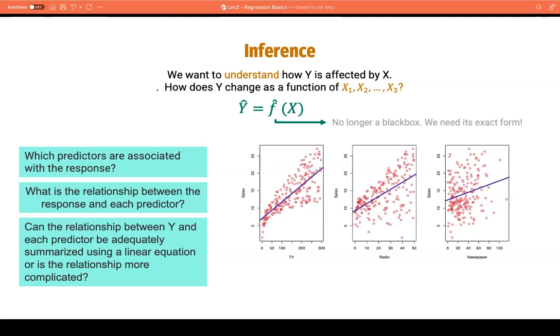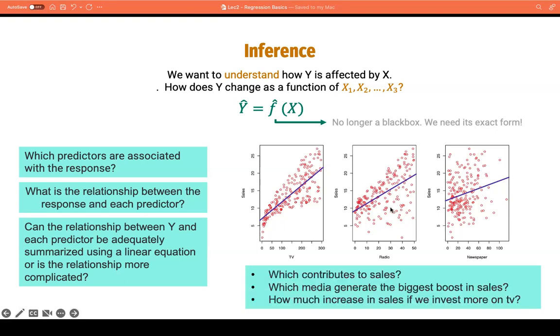So given this problem or advertising data, we could answer questions like, which contributes to sales more? Is it TV, radio, or newspaper? Which media generate the biggest boost in sales? And how much increase in sales if we invest more on TV? This kind of problem falls under the inference paradigm.